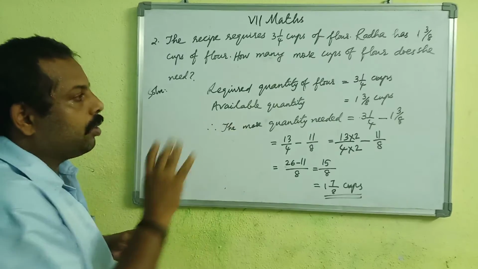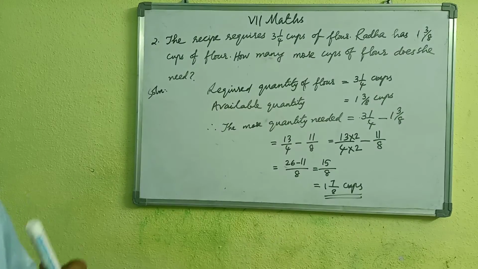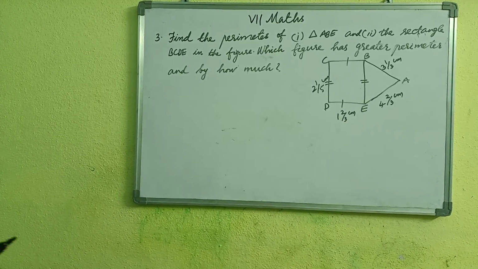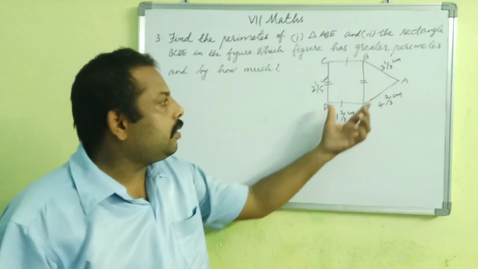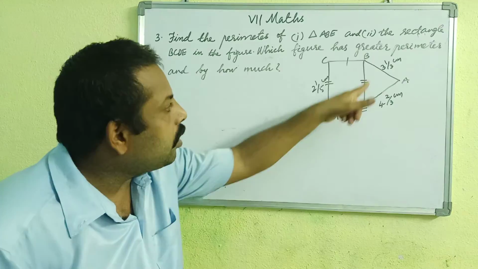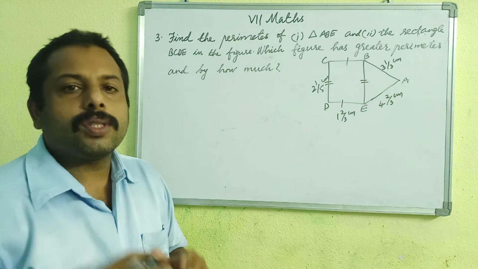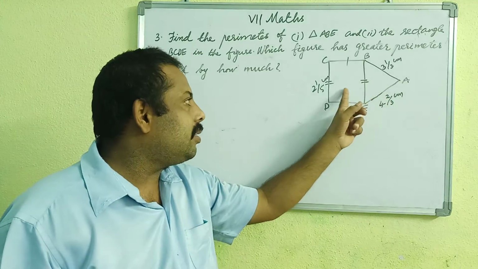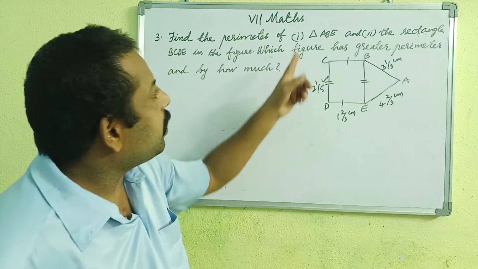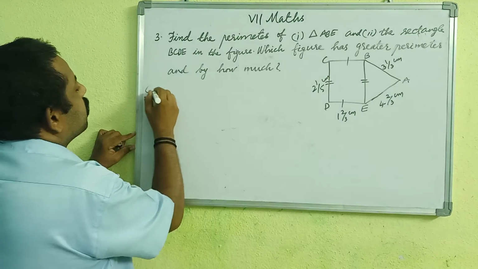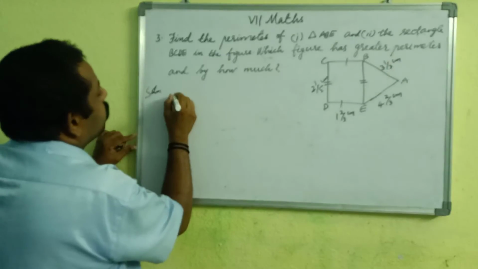So you can note it down. Third question. Here you are given a figure. In this figure you have a rectangle and a triangle. Your question is to find the perimeters of this triangle and this rectangle. So first find the perimeter of triangle ABE. Let us find out.